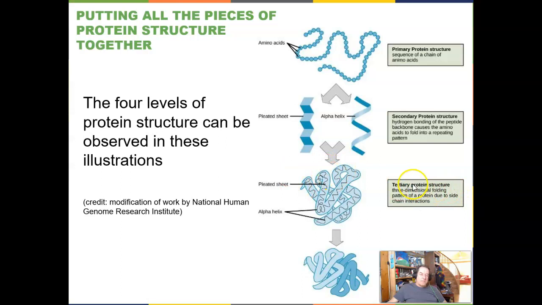Usually when we can apply the word protein, this thing now has its function. It will do whatever it does. And then finally, if we take two or more proteins and join them together, we have quaternary level of structure. That may or may not exist depending on the protein.